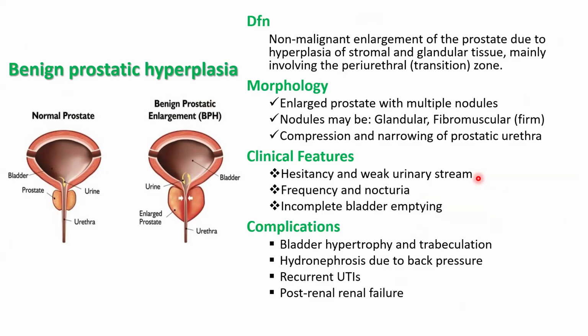Then the other one that I'd like us to know is benign prostatic hyperplasia. By just the name itself, it's actually the prostate gland hypertrophy. It's the hyperplasia or the hypertrophy of the prostate gland. The normal prostate allows the urethra to be patent, but a person with benign prostatic hyperplasia has a larger prostate gland. Due to that, the person will have an enlarged prostate with multiple nodules.